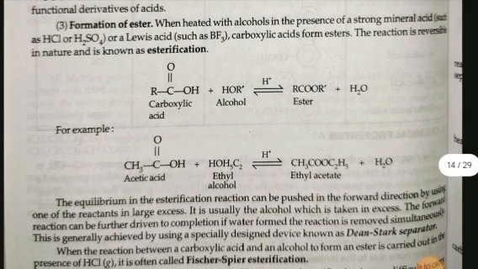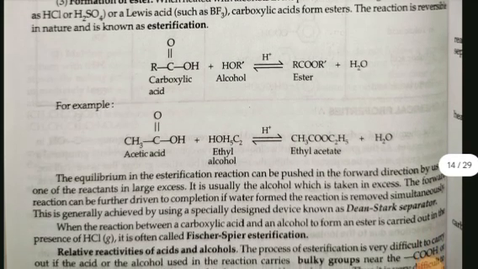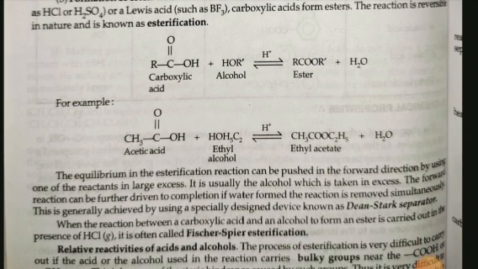Third is formation of ester. When heated with alcohol in the presence of strong mineral acids such as HCl or H2SO4, or Lewis acids such as BF3, carboxylic acids form esters. The reaction is reversible in nature and is also known as esterification. For example, carboxylic acid plus alcohol in the presence of HCl gives ester plus H2O. For example, acetic acid plus ethyl alcohol in the presence of H+ ion gives ethyl acetate plus water.